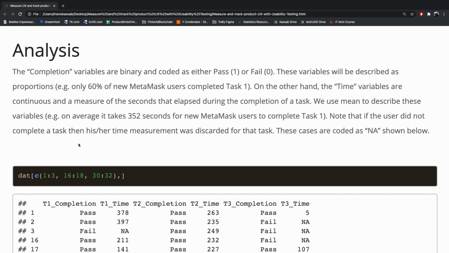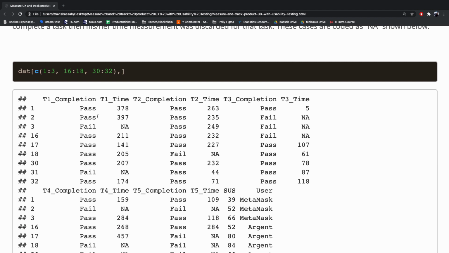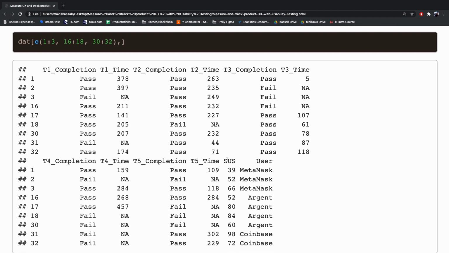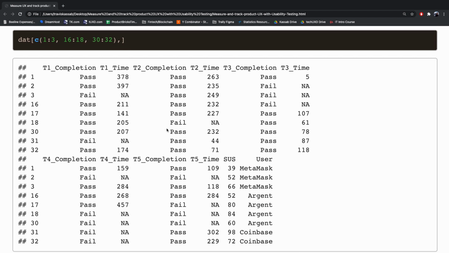Now that we've collected the data, let's talk about the different variables that we have in this data set. So this is the final data set. We have a completion rate and the time that it took them to complete the task for each task, right? Task 1, 2, 3, 4, 5, and then an SUS score, and then which product they were rating. So again, we have 15 users who saw MetaMask, 15 who saw Argent, and 15 who saw Coinbase.